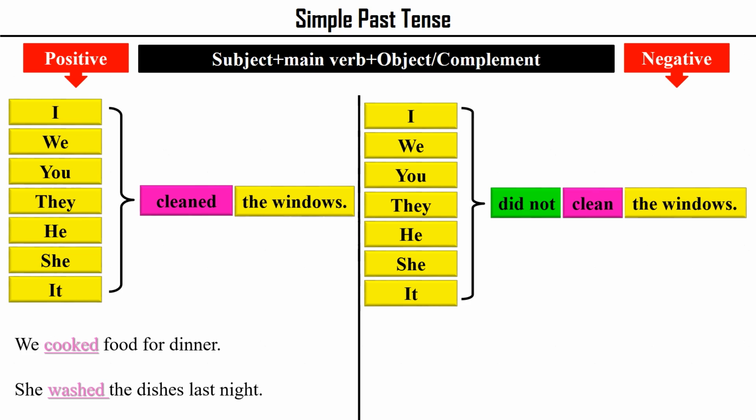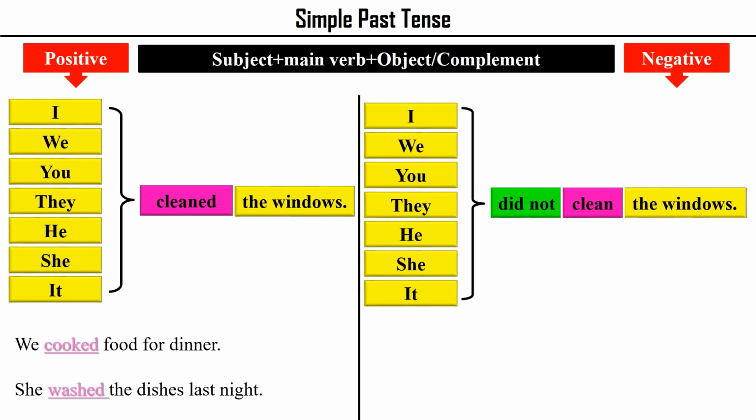Remember, when we use the helping verb did in the simple past tense, the verb is used in the base form. If we do not use the helping verb did, the main verb is used in the second form. In positive structure, we use the second form of the verb, but in negative or interrogative, we use the base form of the verb because we already have the past helping verb and we do not need to use the past simple form of the verb.